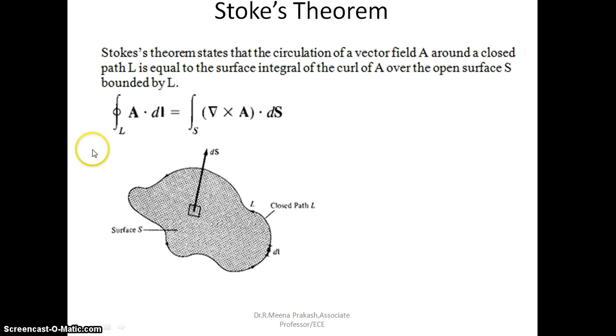Curl of A is taken over the open surface S. This is the open surface S bounded by the closed path L, and this is the incremental surface ds. So this is how Stokes theorem is defined: the line integral of A dot dl equals the surface integral of del cross A dot ds.